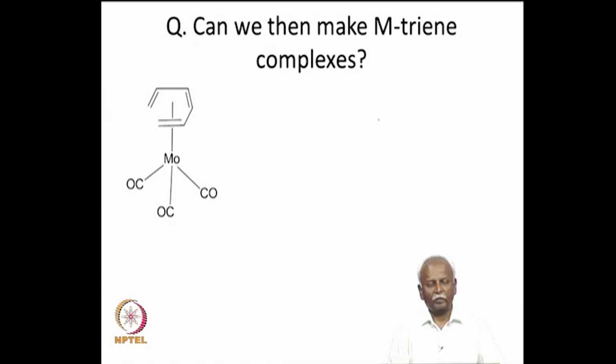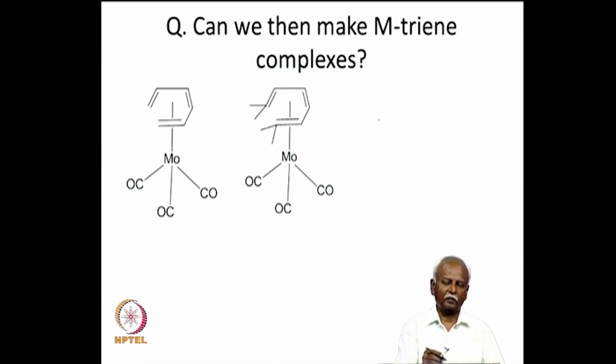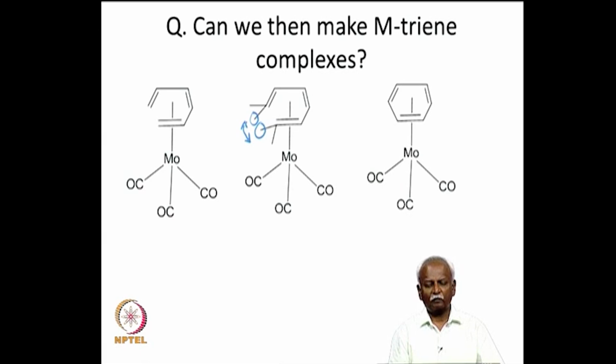So, now we can ask the question, can we in fact make a triene complex? Now, there are two problems which we have to encounter when we make a triene complex. First of all, there are two hydrogens which are at the terminal positions, and so this causes a steric interaction which is unfavorable when you try to make a triene complex, where the metal atom is interacting with 3 double bonds. Now, one can circumvent this by forming a carbon-carbon bond. You remove the hydrogens and form a carbon-carbon bond, and that gives you a benzene complex.